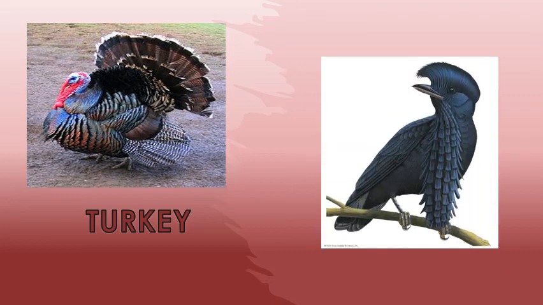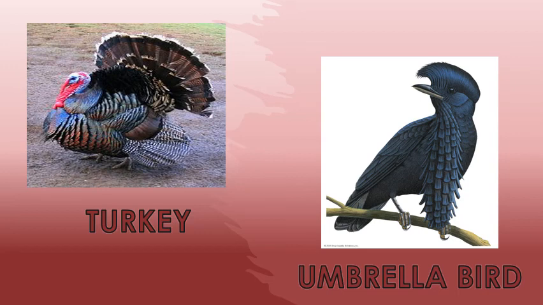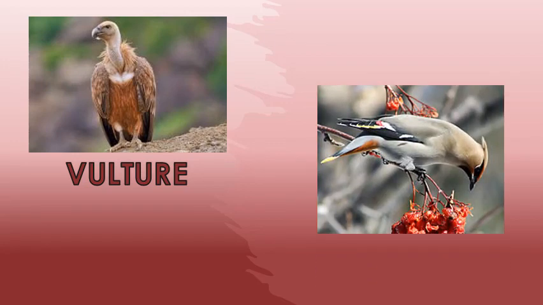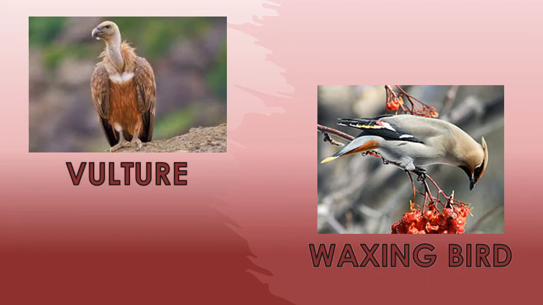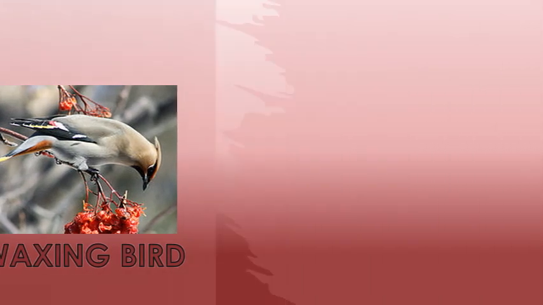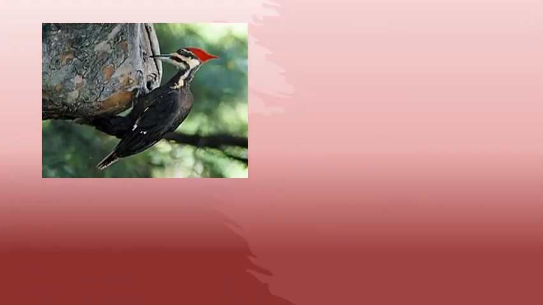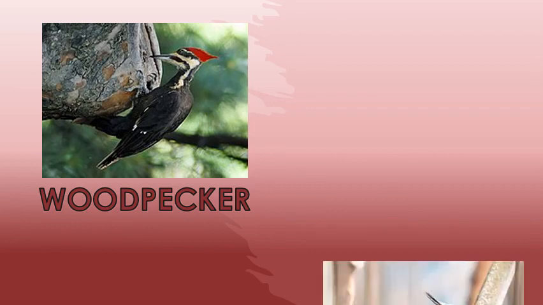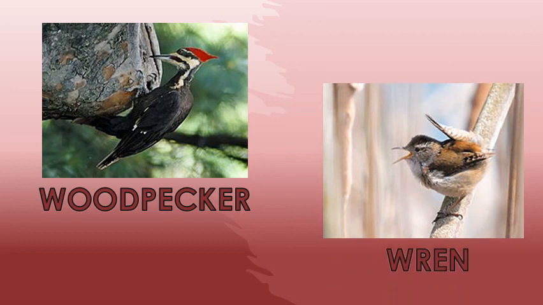Now, what is this? This is umbrella bird. Let's see. What is this? This is vulture. Now, what is this? This is waxwing bird. Now, which bird is it? This is woodpecker. Now, what is it? This is wren.